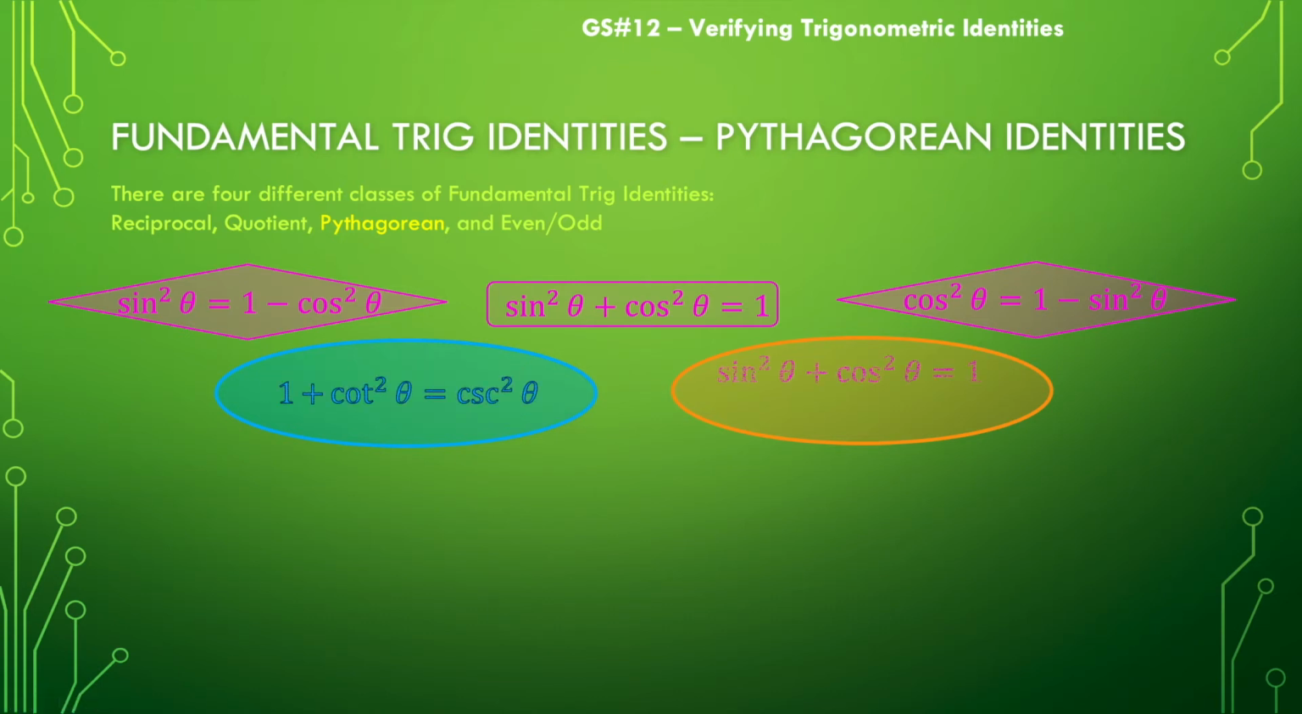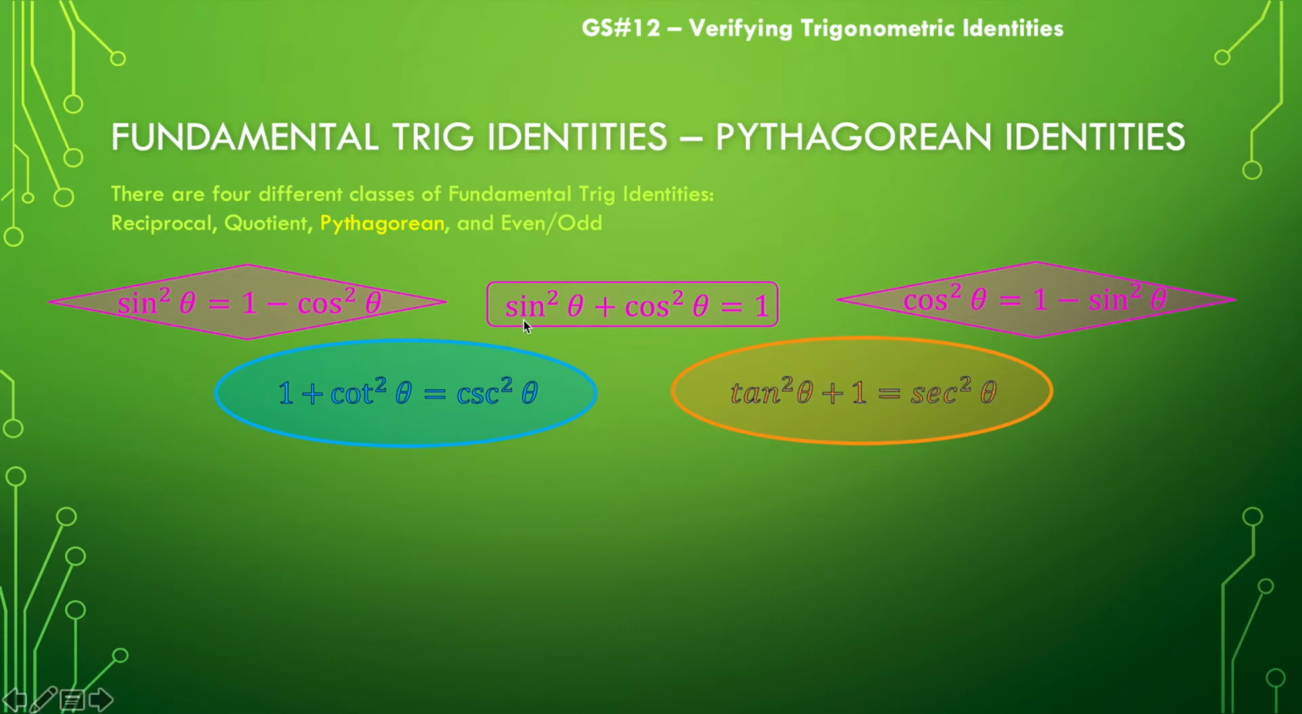Then similarly, on the other hand, if we divide everything through by cosine squared of theta, we get the last of the Pythagorean identities. Sine squared of theta divided by cosine squared of theta will equal tangent squared of theta. Cosine squared of theta over itself is 1. And 1 divided by cosine squared of theta is equal to secant squared of theta.